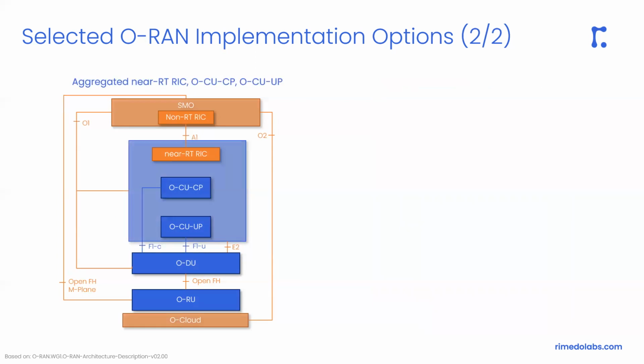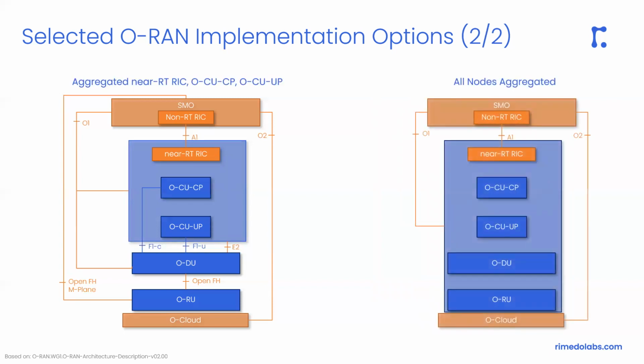Some other examples is that we could also have the near real-time RIC packed together with the OCU-CP and OCU-UP. And in that case, we don't have the E2 interface between those, but we have an E2 interface from that big entity towards the DU. And then yet another option is that we have all the nodes aggregated, which basically means we have the whole base station from a single vendor, most likely from the traditional vendor.